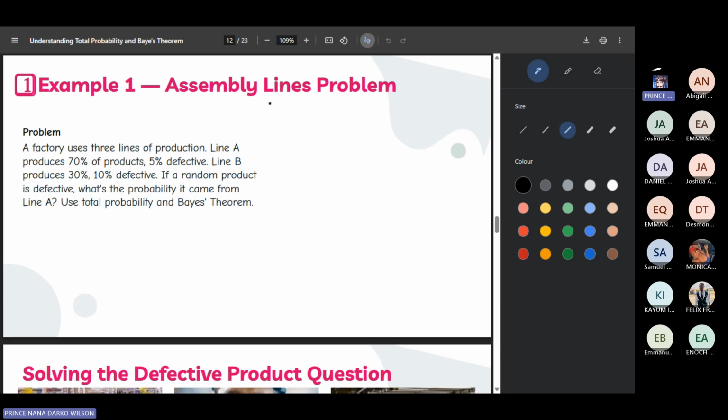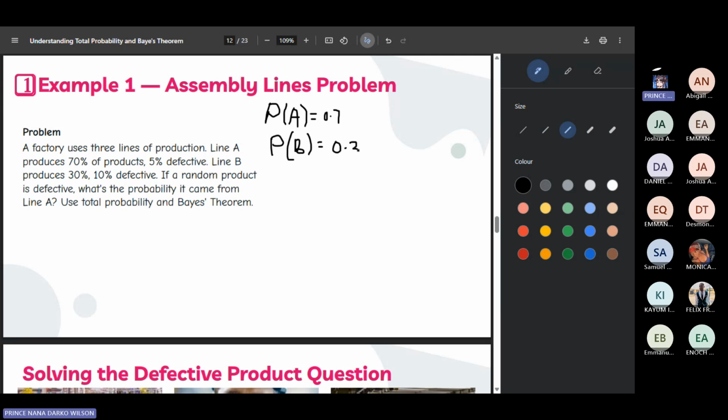It says line A, right? And it mentions that line A produces 70% of the product. It means the probability of picking a product from line A has been given to be what? 70%. But we know we need it as a decimal, so let's write it as 0.7. The probability of picking a product from line B is 30%, which is 0.3.